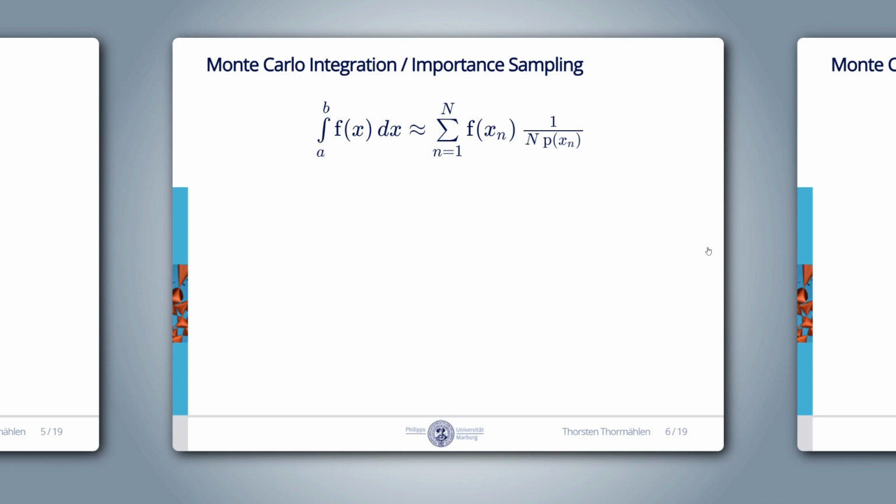Another approach to approximate an integral is called Monte Carlo integration. Instead of using a regular step size, Monte Carlo integration takes samples at random locations. Furthermore, Monte Carlo integration can be combined with importance sampling, which allows us to generate samples with an arbitrary probability density function p of x in the interval from a to b. This is the formula for importance sampling. We see that we sum up the samples at location xn, and each sample value f of xn is weighted by the factor 1 divided by capital N times the probability density function at location xn.